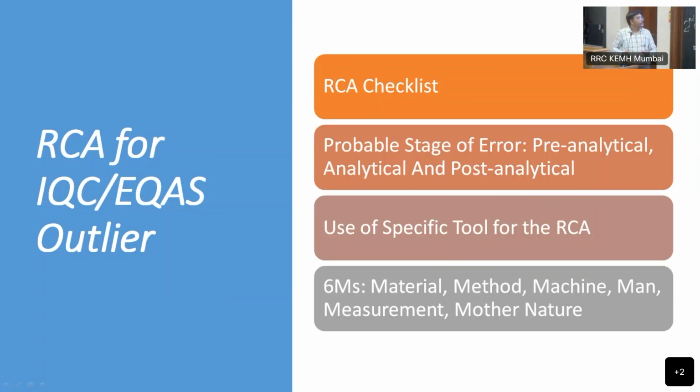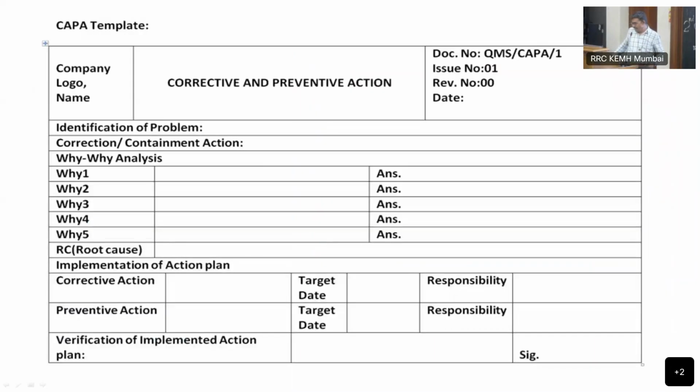So probable stage of error: pre-analytical, analytical, post-analytical. When the IQAS went out, we should investigate it. What is the benefit of that? This is one of the templates actually. Just a 5-why template you can use. You can indigenously design any. There is no limit. You can use any way of doing RCA.